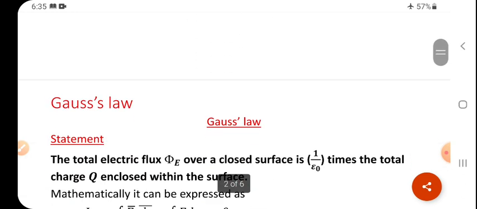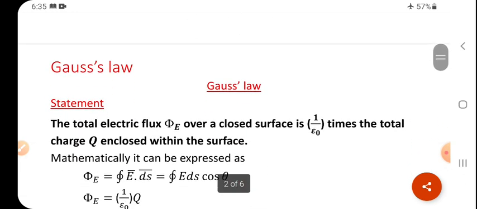So today's topic is Gauss law, right? So Gauss law in electrostatics.